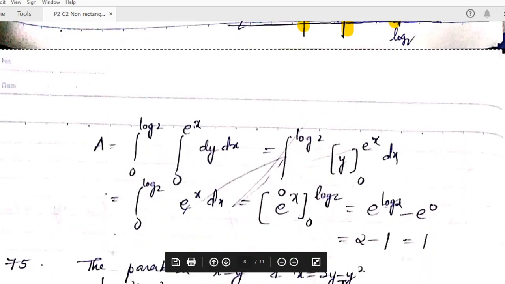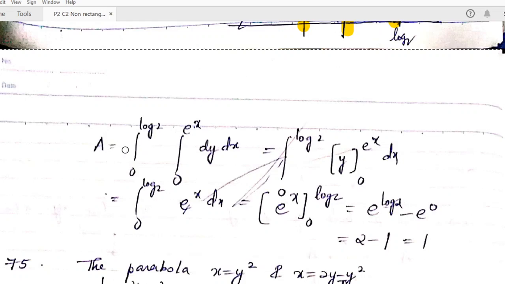Now we will be putting these limits properly in our formula of area. A is equal to integral 0 to log 2, integral 0 to e raised to x, dy dx. We will be using the method of double integration. Now first you will integrate with respect to y. So it is y, integral 0 to log 2, upper limit is e raised to x, lower limit is 0, dx.